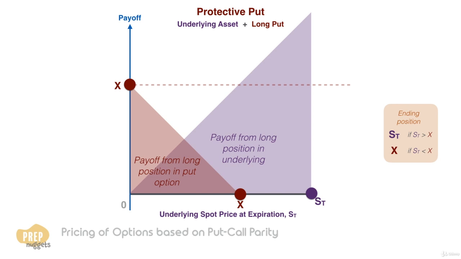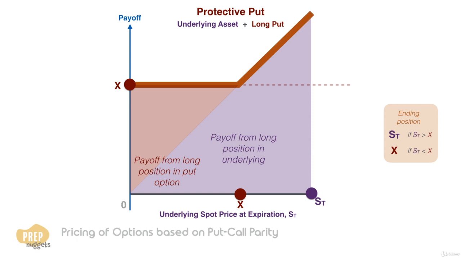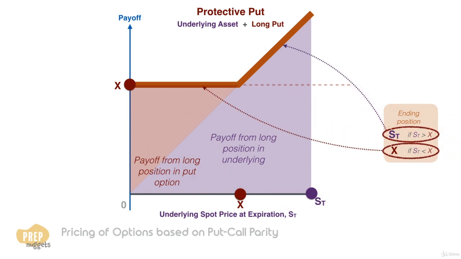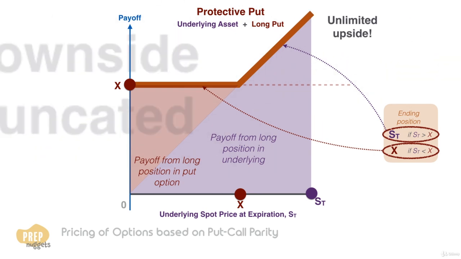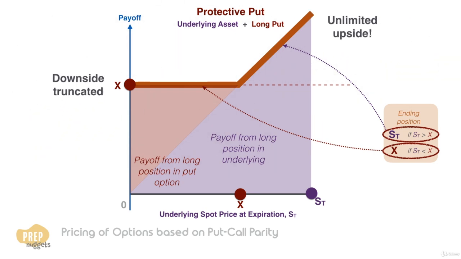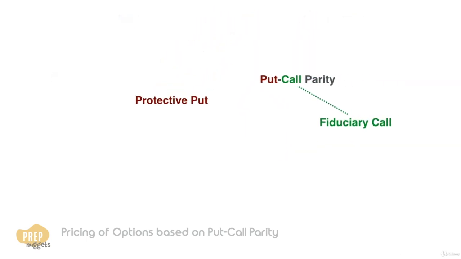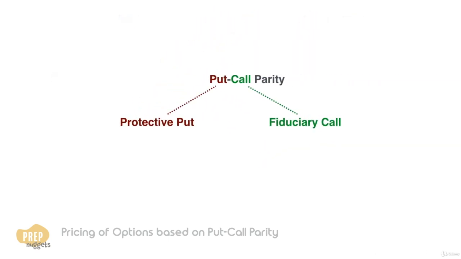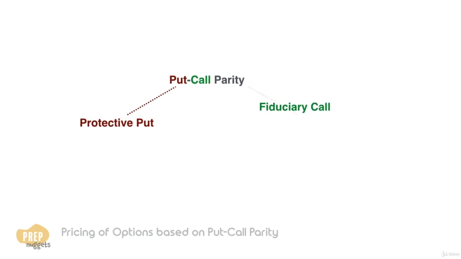If we were to add up the payoffs from these two positions, the combined payoff will follow this orange line. Notice that this is consistent with the investor's ending position, which is ST when ST is greater than X and X when ST is less than X. You can see why this strategy is called the protective put. The investor receives the benefit of unlimited upside potential with the downside performance truncated at X. Let's put this aside first as we turn our focus now to the other segment, which is the fiduciary call.